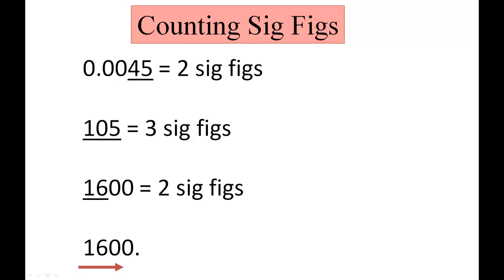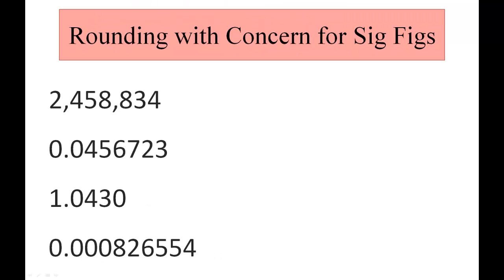And now we come to a number 1 first, which makes everything after that significant. All 4 are significant, so this number has 4 sig figs. Sometimes we need to round with concern to sig figs. And what I'm going to do in all of these 4 situations is round all of these to only have 3 sig figs.